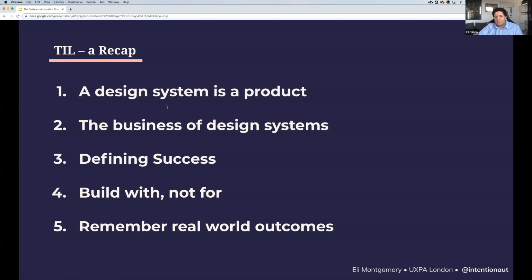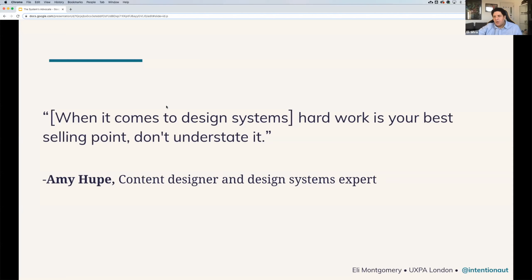I am at time, so all I'm going to say is today we learned that a design system is a product, thinking about the design or the business of design systems, how to define success, build with, not for, and to remember real world outcomes. When it comes to design systems, hard work is your best selling point. Don't understate or undersell it. I think it's so important to remember that.